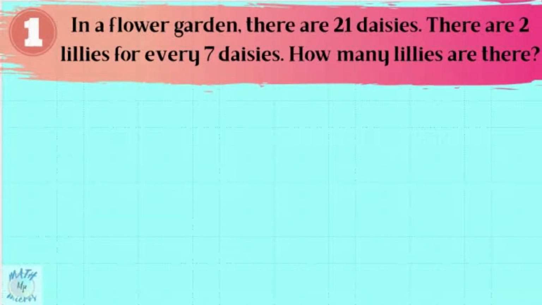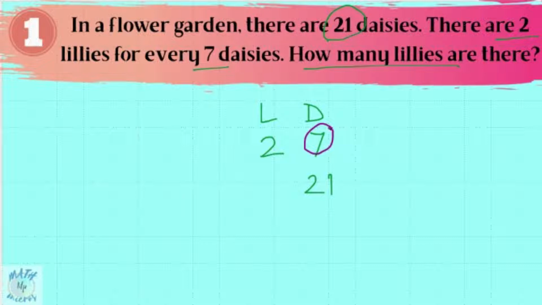Alright, what information do I get from the question? There are lilies and daisies in the garden. So let me assume L to be for lilies and D to be for daisies. I can see there are 2 lilies for every 7 daisies, and that is what I'm going to represent here. Now I can also see there are 21 daisies altogether. We need to find how many lilies there are. So from this I can see the daisy is 7 and lily is 2.